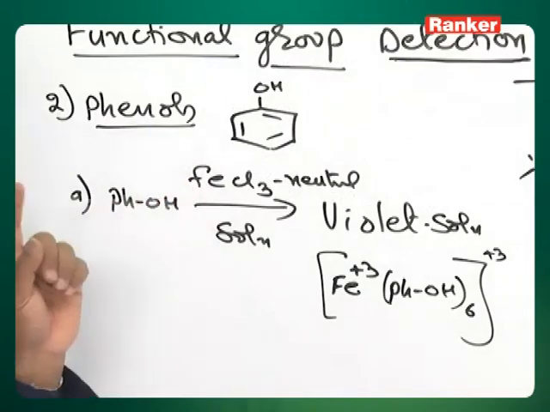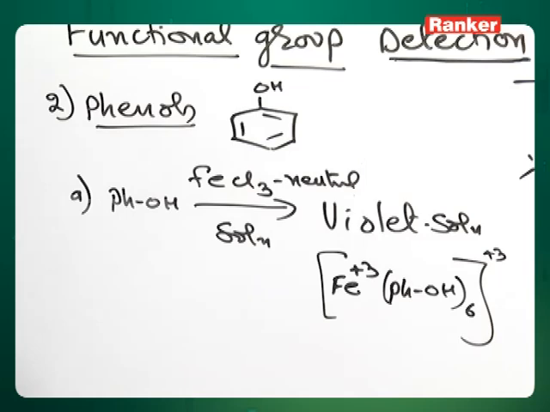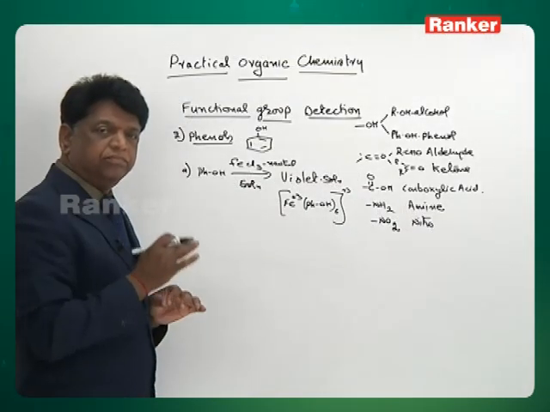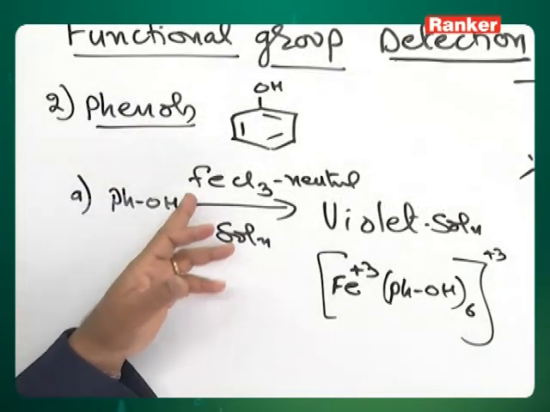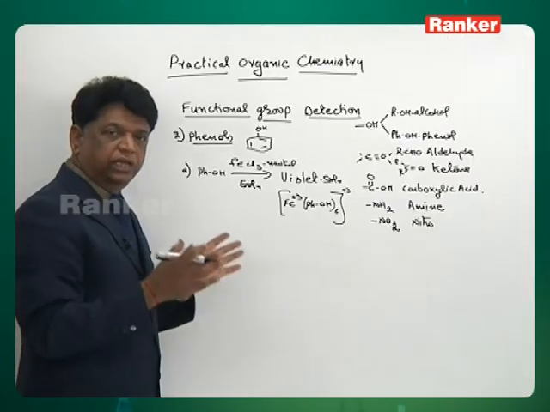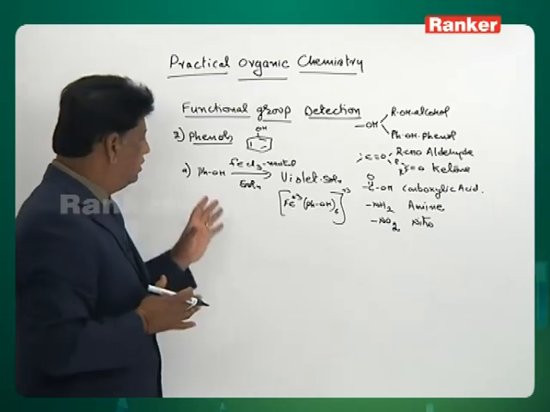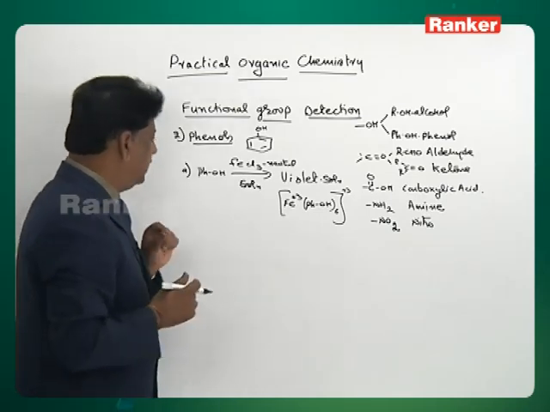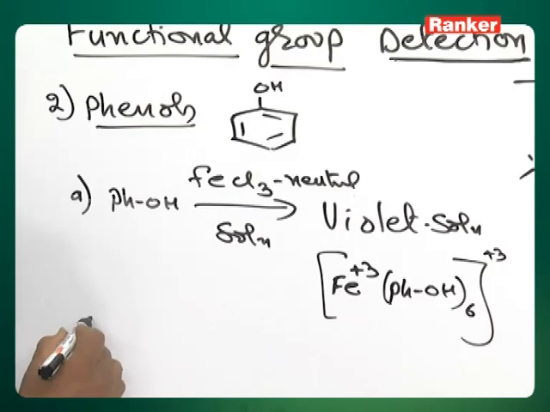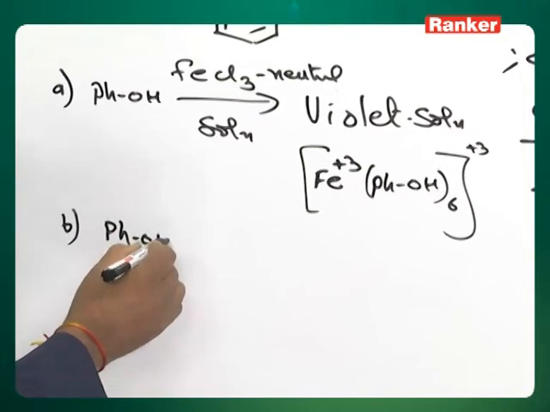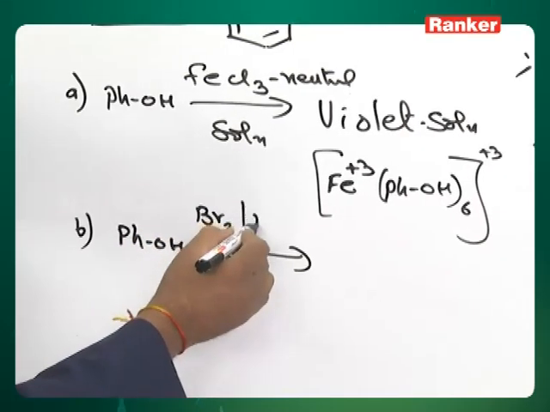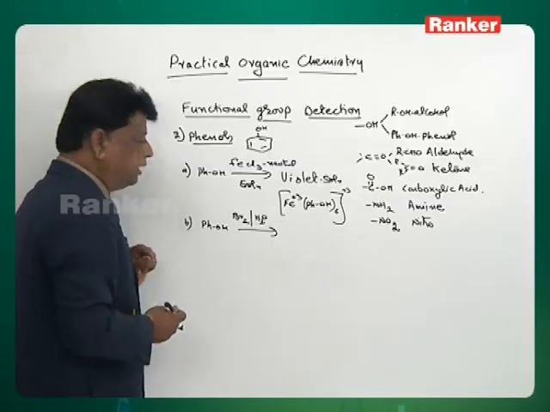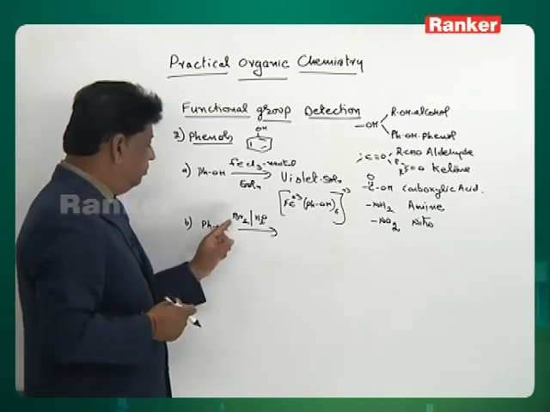The solution should be neutral. Freshly prepared ferric chloride will be acidic. Add some ammonium hydroxide, get it precipitated, and then add some fresh ferric chloride solution until you get a just clear solution; that is called neutral solution, which you must add. The other test is phenol bromination. When you add bromine water to phenol, bromine is not totally soluble in water, only partially soluble, 5 to 10%.